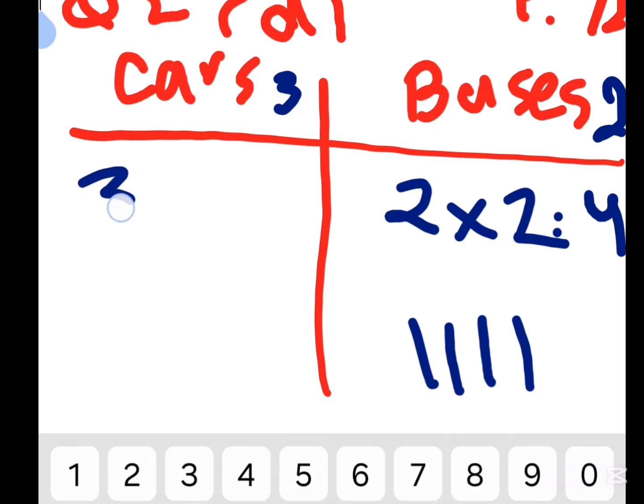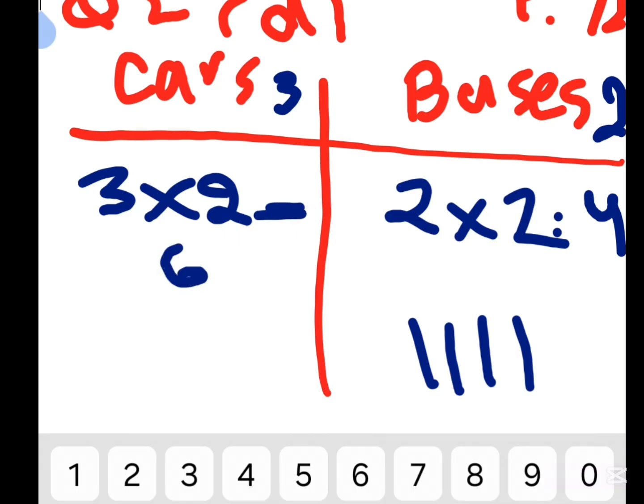If there are 3 cars, we will double it. How will we double it? We will multiply by 2. 3 times 2 is equal to 6. And how will we write in tally? 1 2 3 4 5 and 6. This is the final answer. This is how we will write in tally.